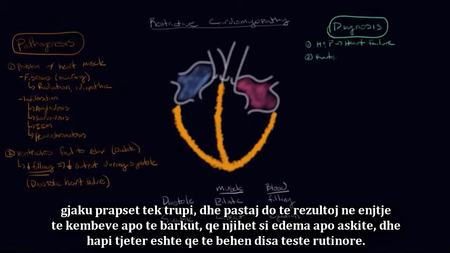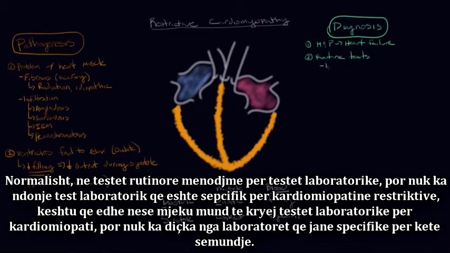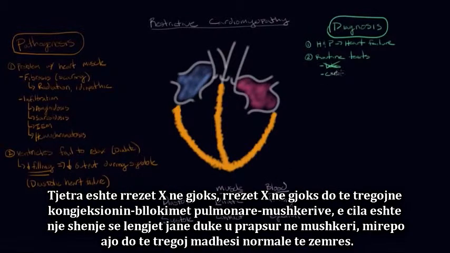And the next step is to do some routine tests. And normally in routine tests we think about labs, but there aren't any labs that are specific to restrictive cardiomyopathy. So although a provider may perform labs in the workup of cardiomyopathy, there's none that are really specific to this disease. The next one is a chest x-ray.